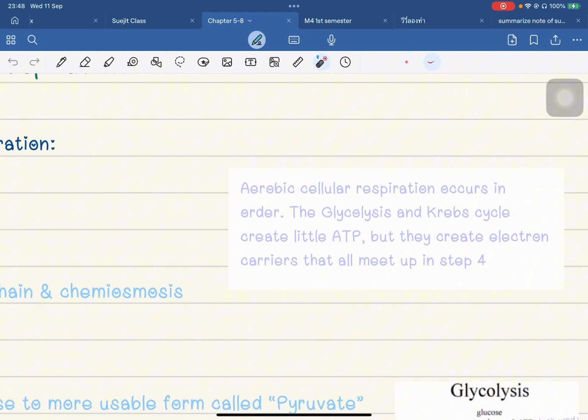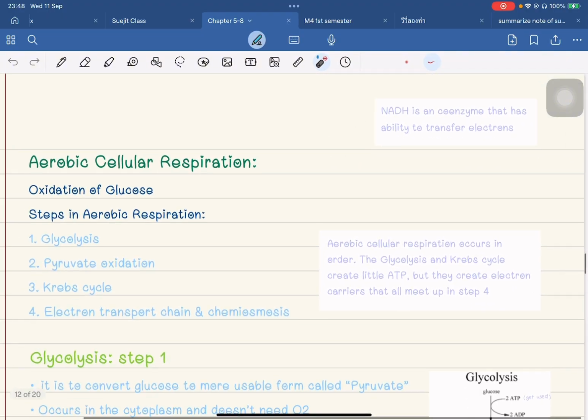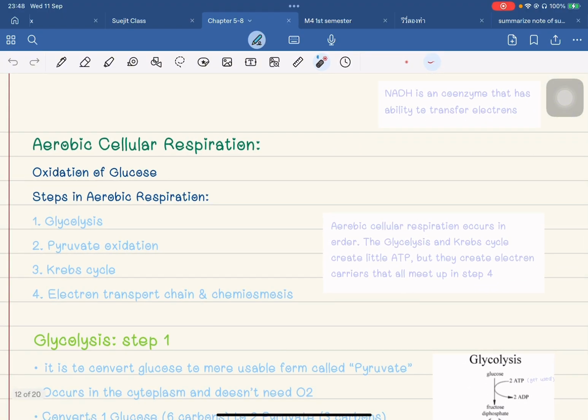The Krebs cycle and glycolysis create just a little ATP, but they create a lot of electron carriers, like NADH, which will meet up in step 4 and produce a lot of ATP.